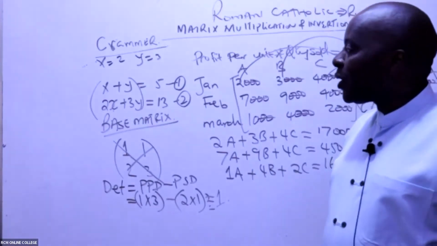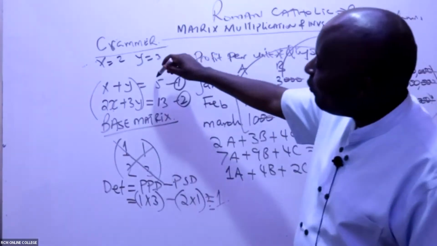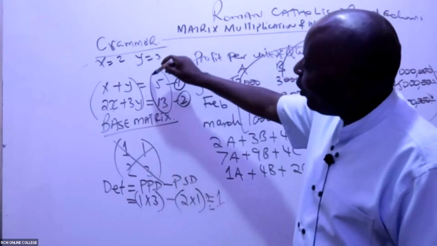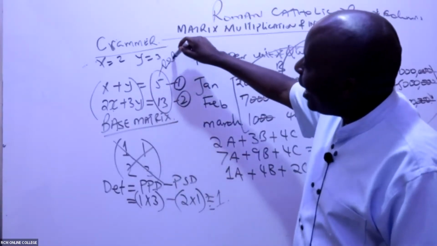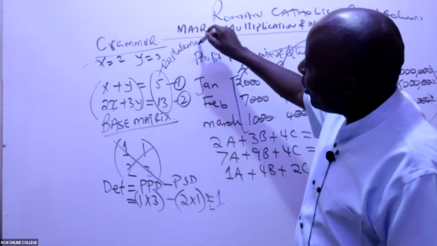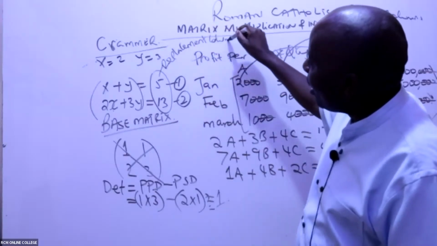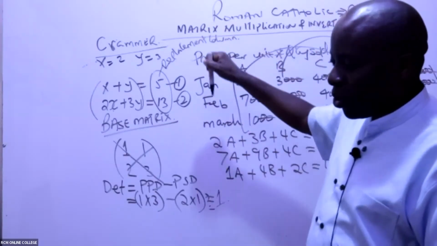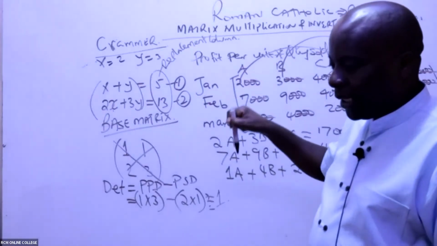Under Cramer's rule, these particular figures that you have here, we normally call them the replacement column. That is what Cramer called them. Replacement column.